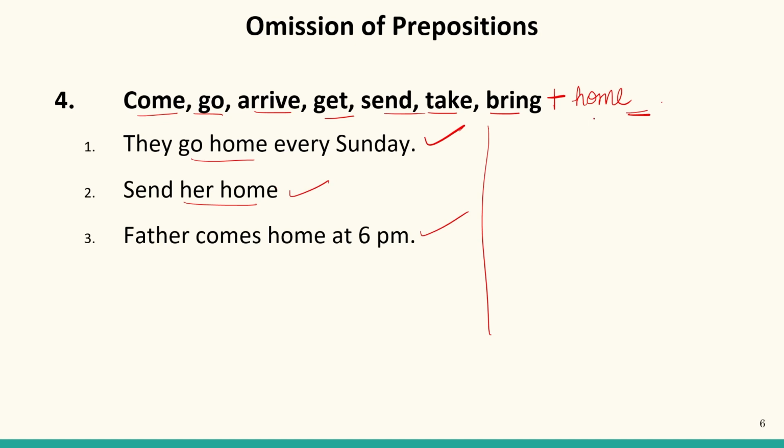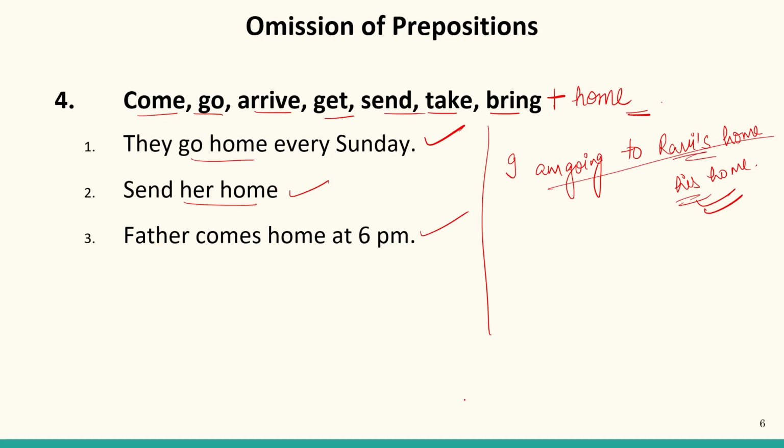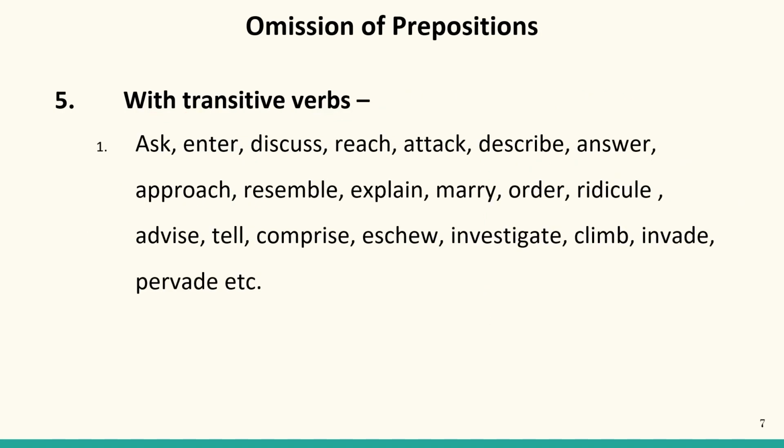Now, if a possessive case comes in between, for example, I am going to Ravi's home or his home, these two sentences are correct because here we have used a possessive case in between. Therefore, a preposition will come. But if we have the word home immediately after any of these words, we do not use any preposition in between. This is very, very important for spoken English as well. With transitive verbs, again, very, very important.